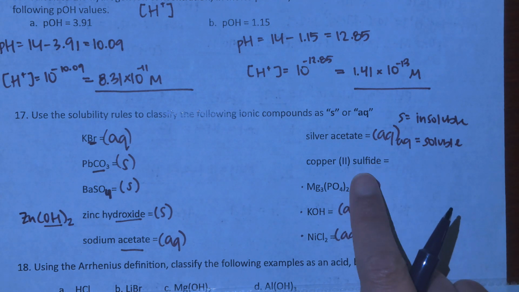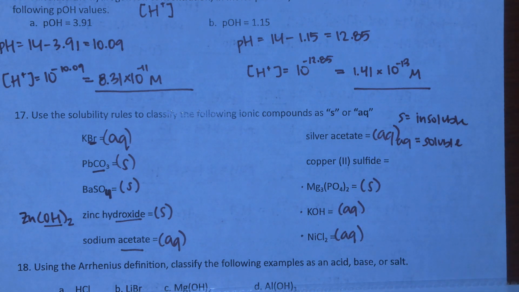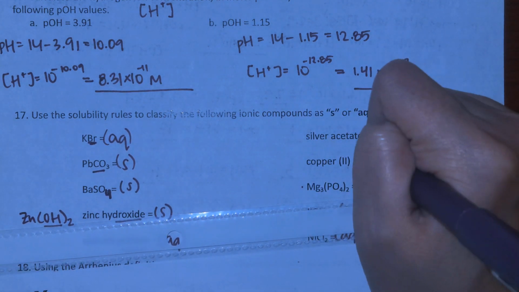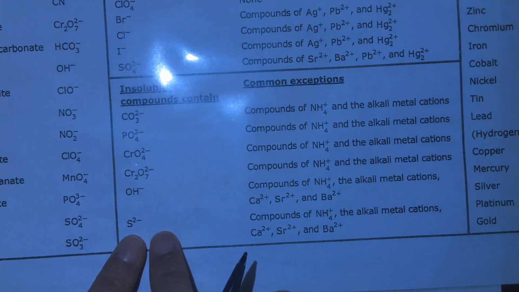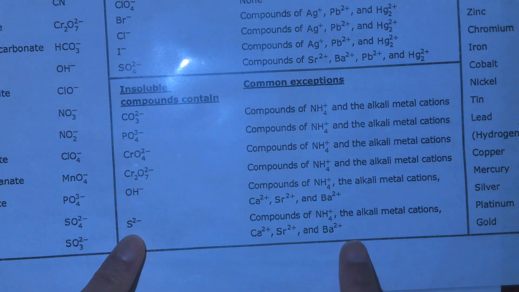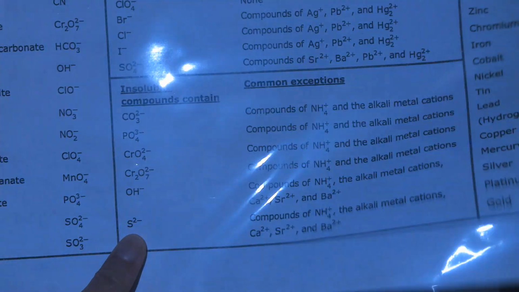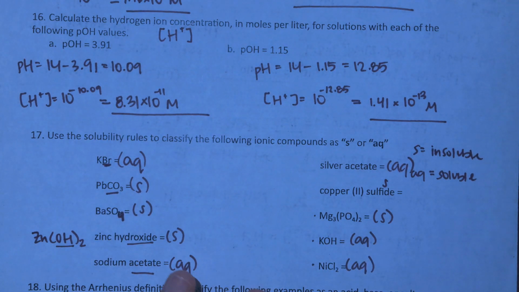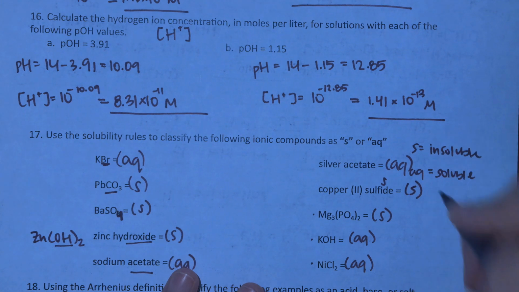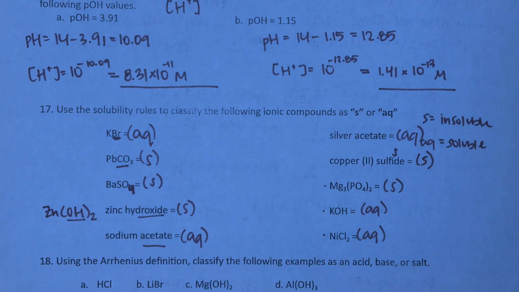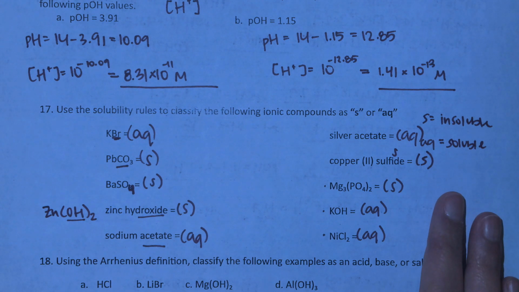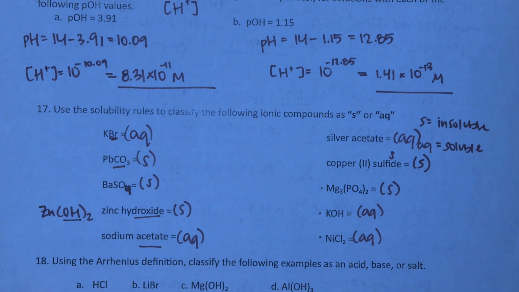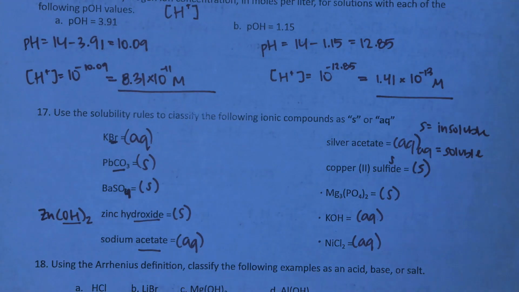Okay, try to do this one, copper 2 sulfide. So sulfide, we know that's S, right? And then we look under sulfide S, it's under insoluble. Is copper one of the exceptions? It is not. So therefore, it is insoluble. I'm going to put an S right there. Okay? It's very puzzly. It's very flip-flop. So you got to be careful to read this carefully and slowly.